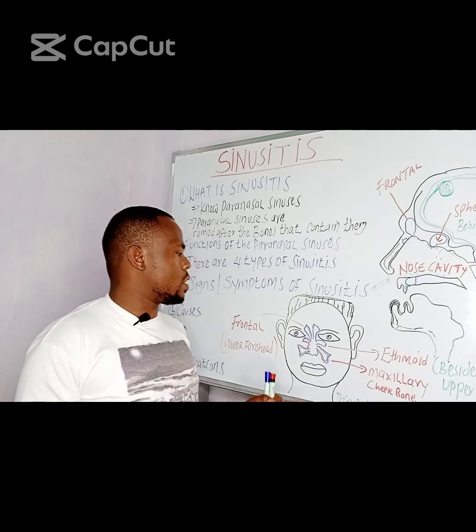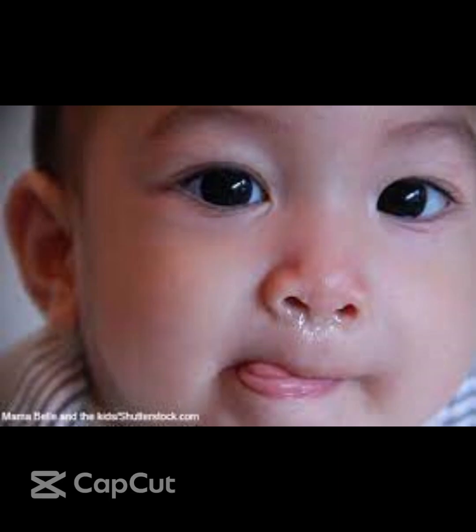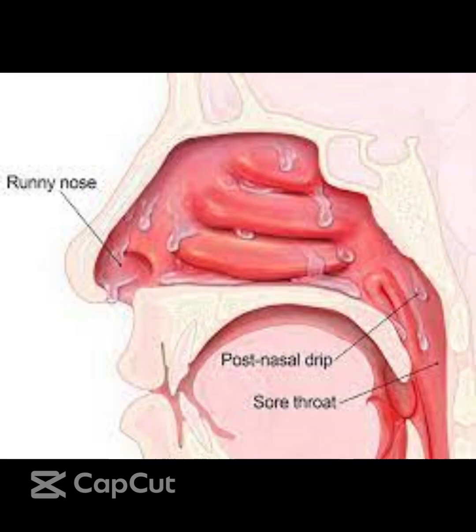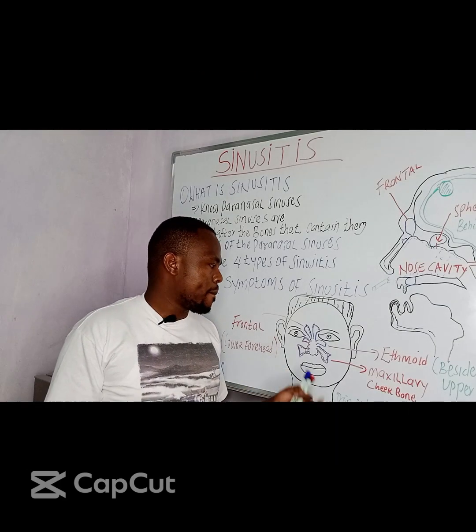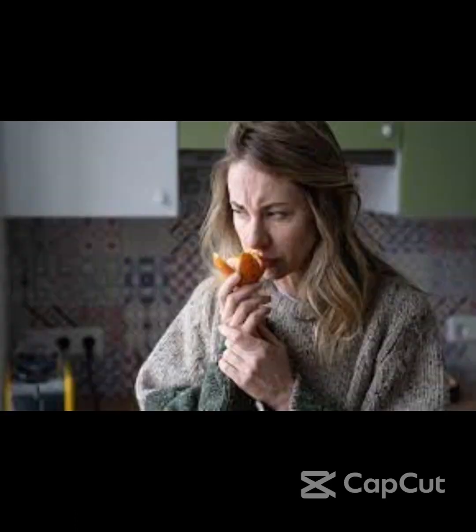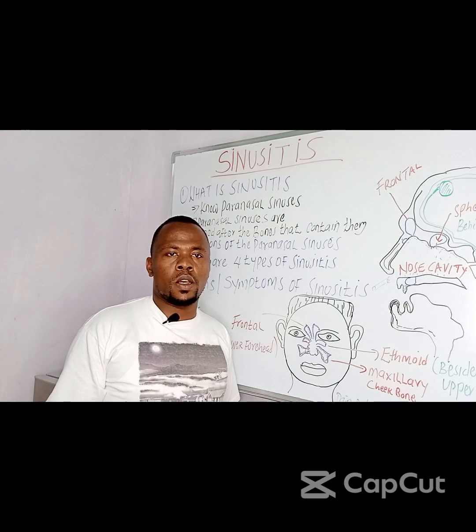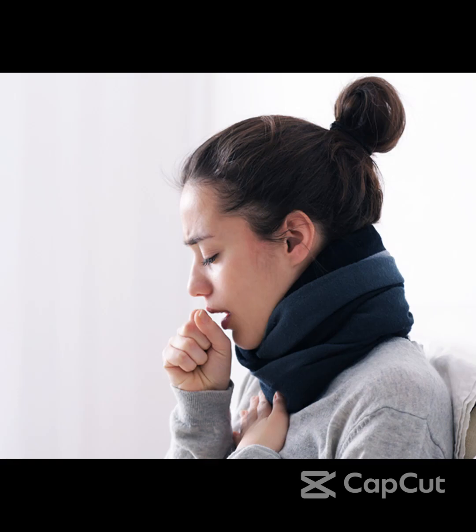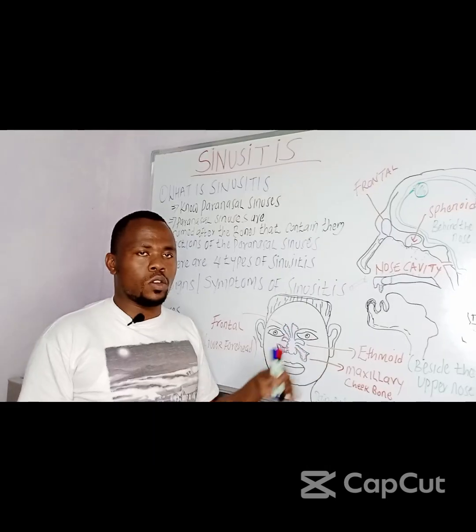One, we have nasal discharge. This discharge will be thick, yellow or greenish. Then we have a postnasal drip. Postnasal drip is when the discharge from the nose is draining down into the throat. Then we have anosmia. Anosmia is when you lose the sense of smell. Then we have nasal congestion or nasal blockage. Then we have cough. Cough is a result of the postnasal drip.